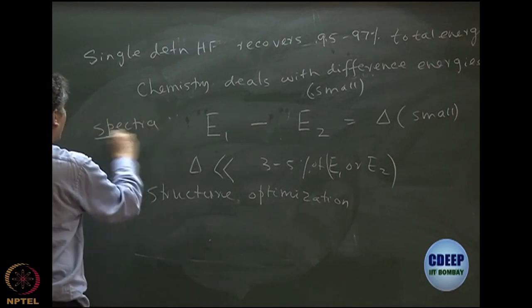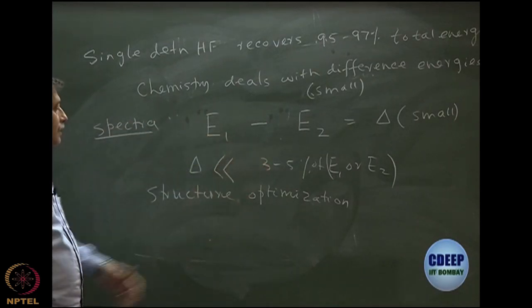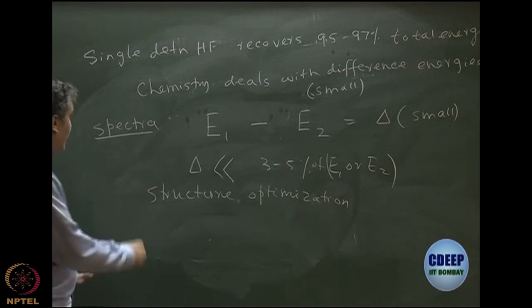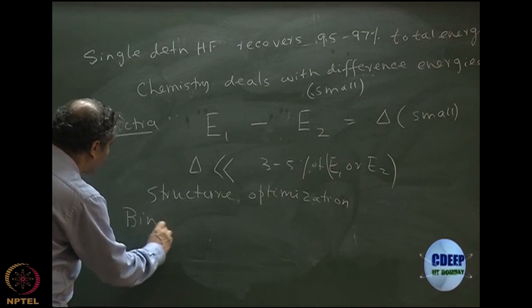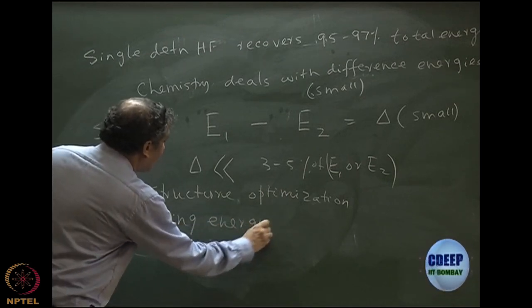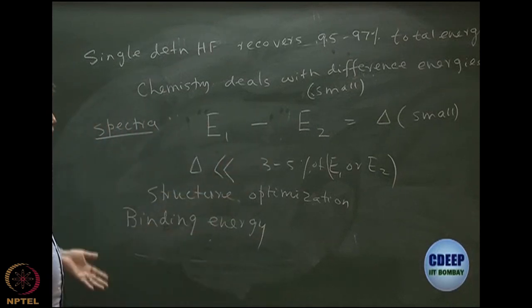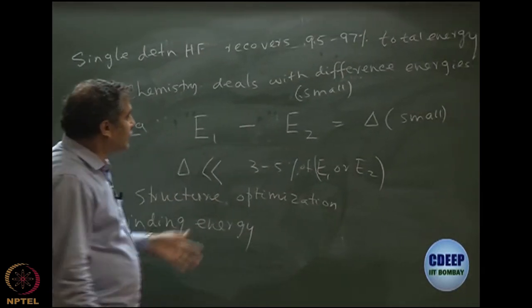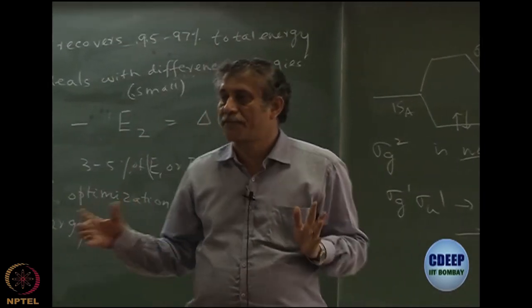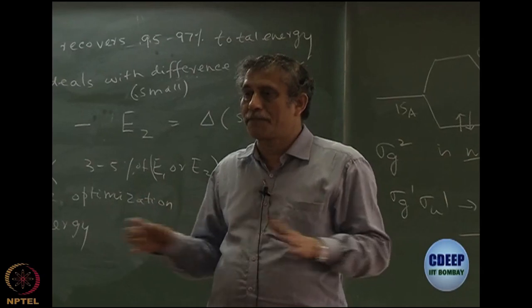All spectra essentially deal with differences of energies. Optimization of structure has the same problem. In fact, binding energy is another important one. Binding energy is also, again, the difference of two such large numbers. In all these cases, you can imagine that 3 to 5% of a very large number is not sufficient. The error bar of 3 to 5% is not sufficient.